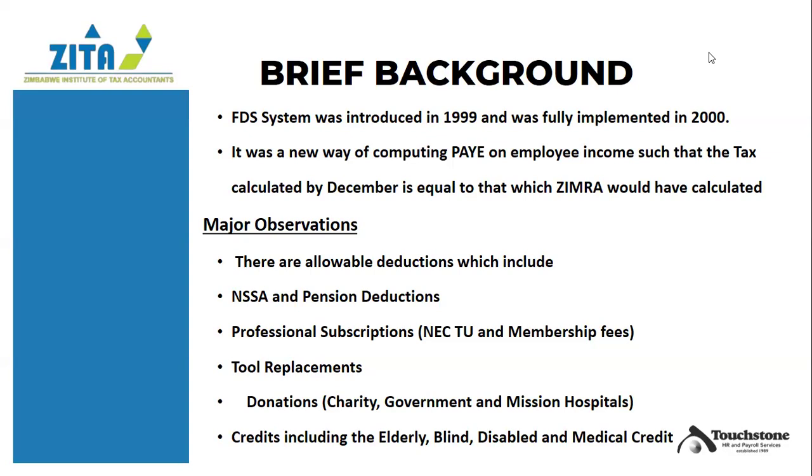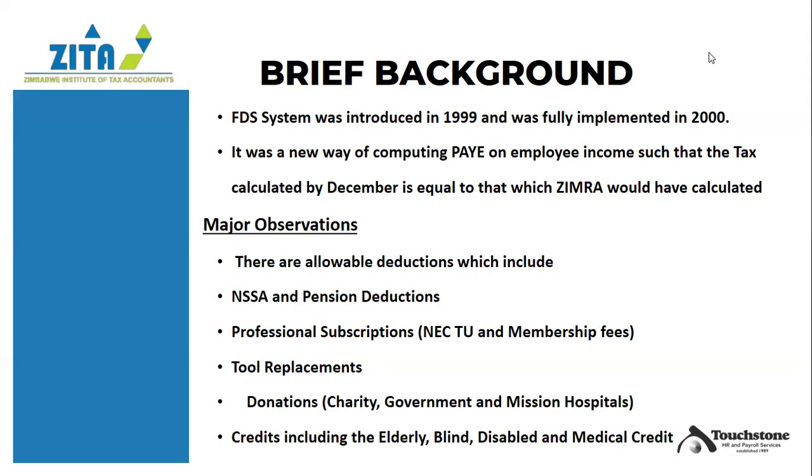Not only that, when FDS was introduced, it also brought in a number of credits that we were now supposed to take into account when processing pay. And these credits included our elderly persons, blind persons, disabled, and the medical credit.